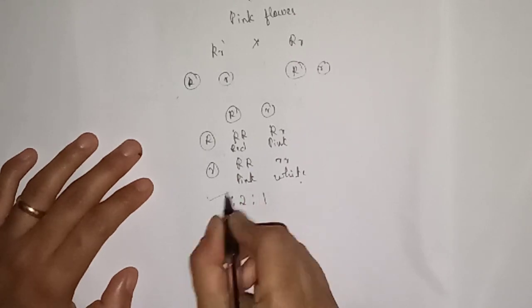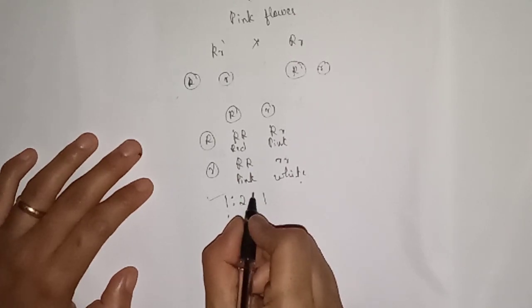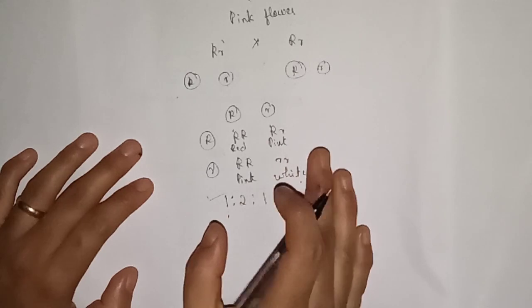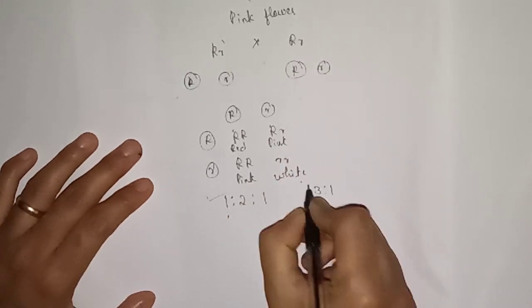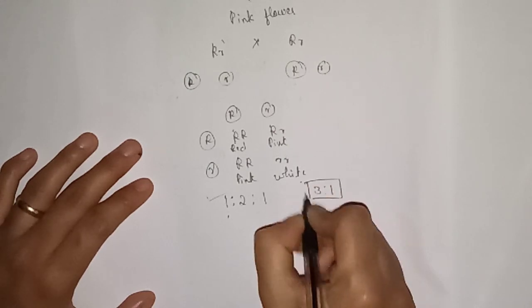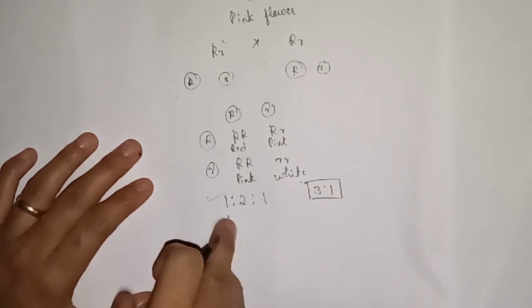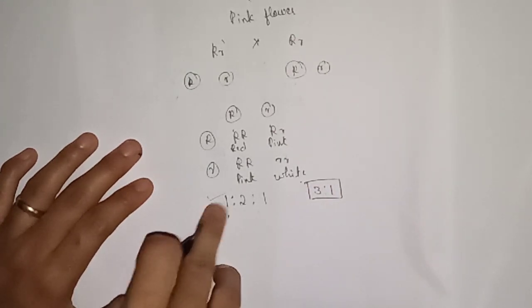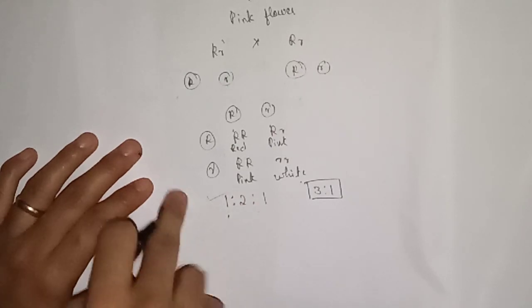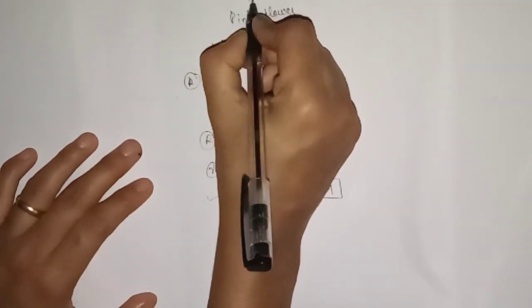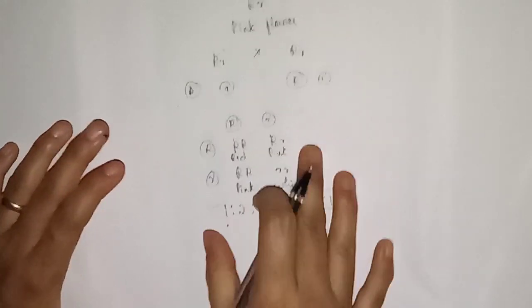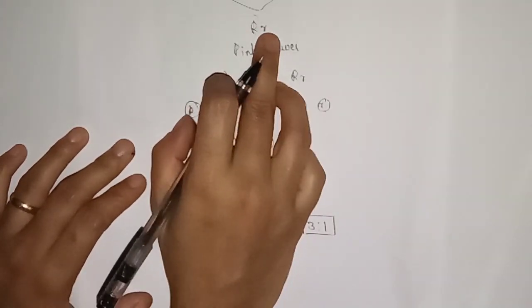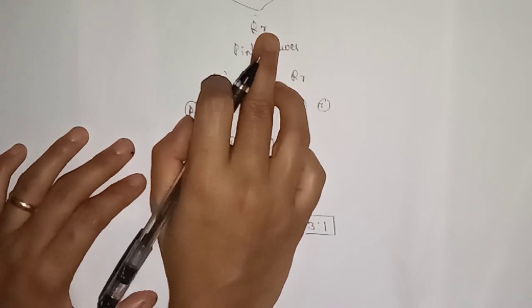So this phenotypic ratio deviates from Mendel's actual monohybrid ratio, which is 3:1. A new ratio is formed, that is 1:2:1. This indicates that capital R is incompletely dominant over small r.